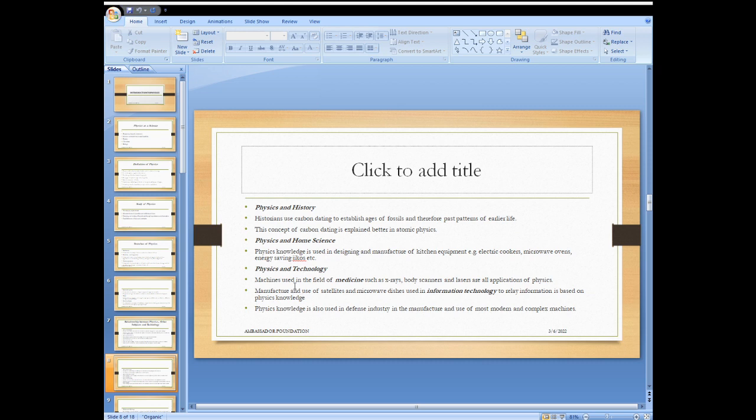So machines used in the field of medicine such as x-rays, body scanners and lasers are all applications of physics. Manufacture and use of satellites and microwave dishes used in information technology to relay information is based on physics knowledge. So physics knowledge is also used in defense industry in the manufacture of the most modern and complex machines. So you see how physics is very important. It can't be looked down upon.